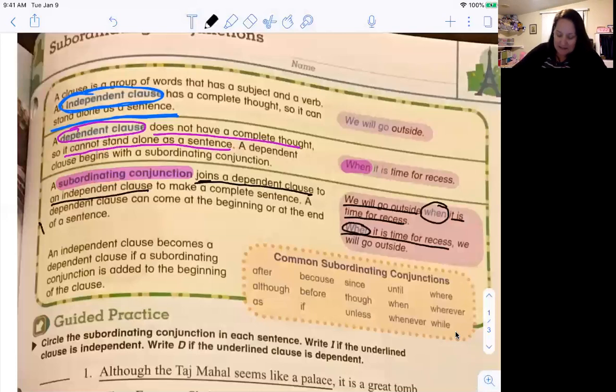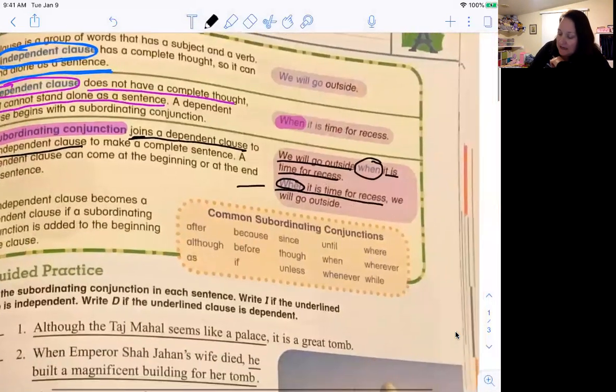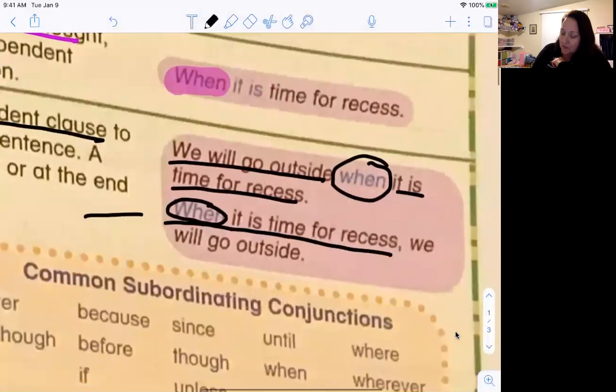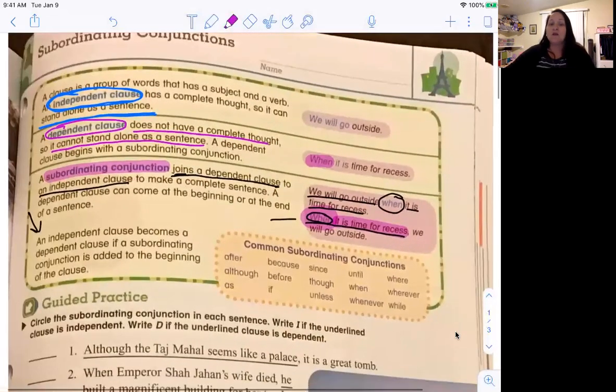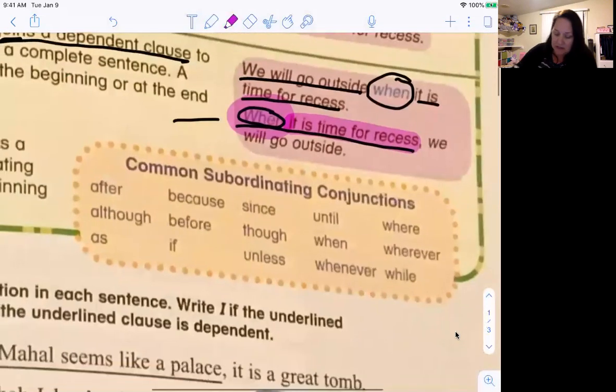Let's look right here. It says an independent clause becomes a dependent clause if a subordinating conjunction is added to the beginning of the clause, just like we had here. We added, let me make this a little bigger for you so you can see, the word when. By itself, the words "it is time for recess" is an independent clause. It can stand alone as a sentence. But because we added the word when, it made it dependent, so it cannot stand by itself as a sentence.